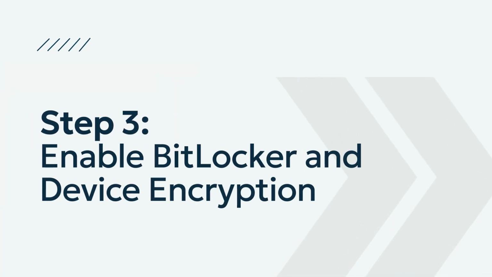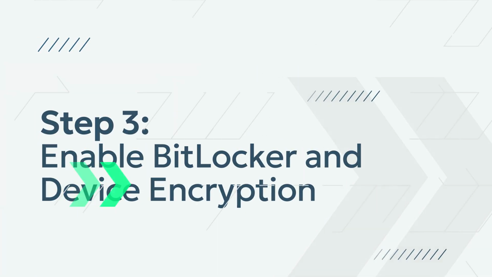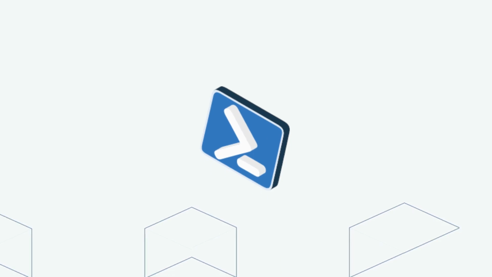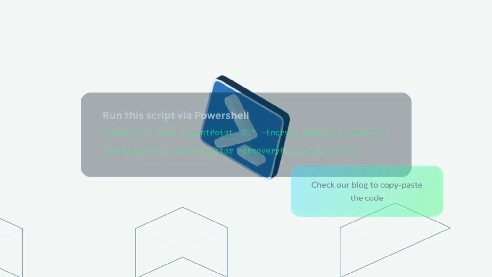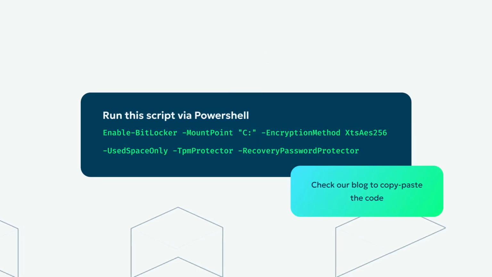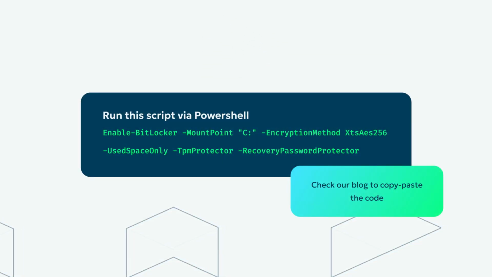Step 3. Enable BitLocker and device encryption. The third step is to enable BitLocker to protect data at rest. You can do this via PowerShell when you run the script. Make sure to back up your BitLocker recovery key in case it's needed later.